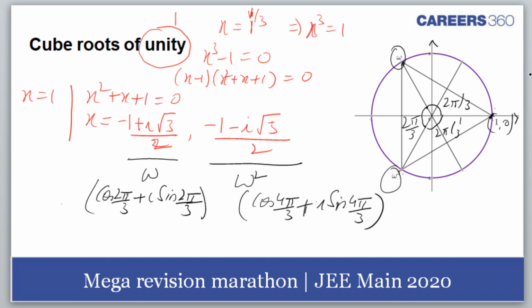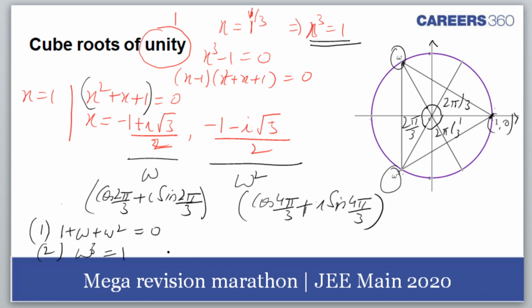Now we have certain relations between cube roots of unity. What is that? First of all, omega satisfies this equation. Is this right or wrong? The first is 1 plus omega plus omega squared, that's 0. Second, omega is a cube root of unity, so omega satisfies this equation as well. So we have omega cube is equal to 1.